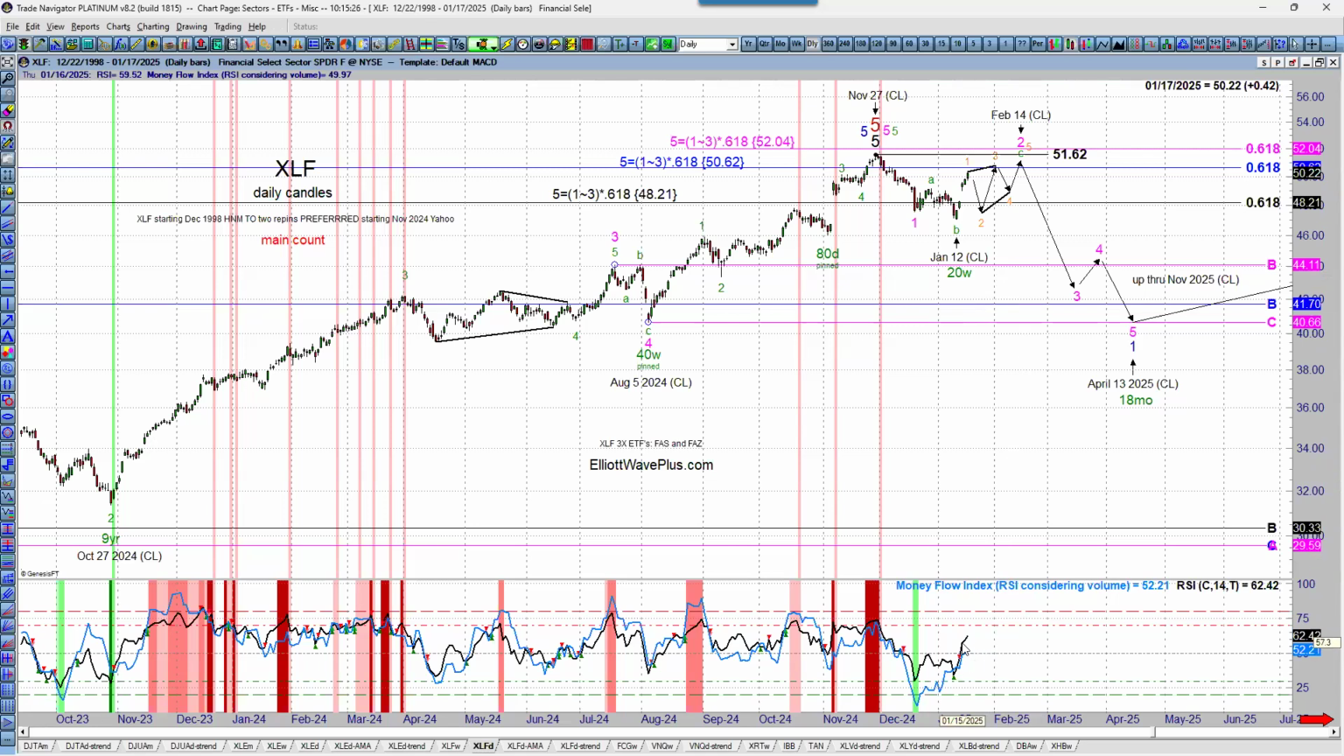Notice on the daily chart, the RSI is moving quickly to overbought, but the money flow indicator is lagging it. Interesting.